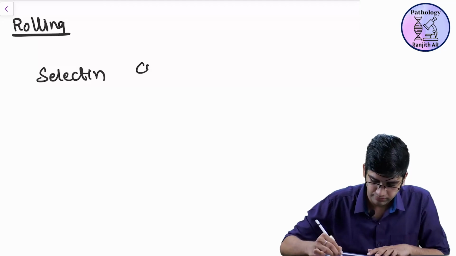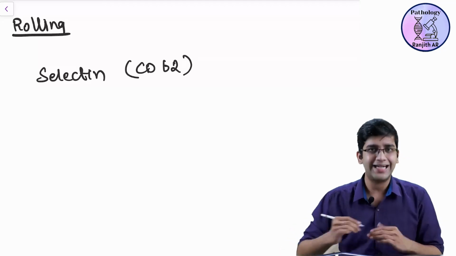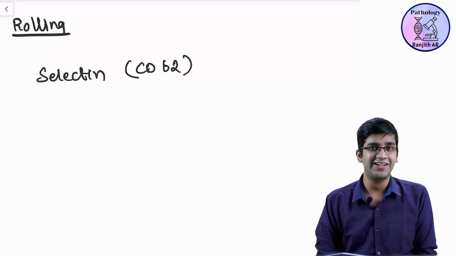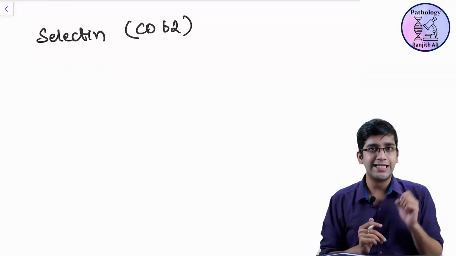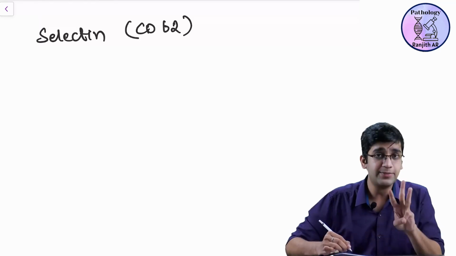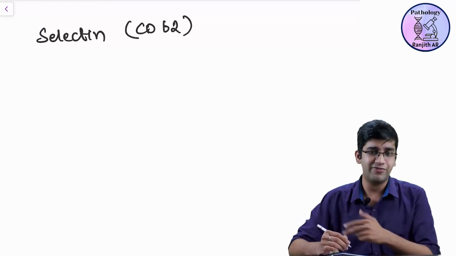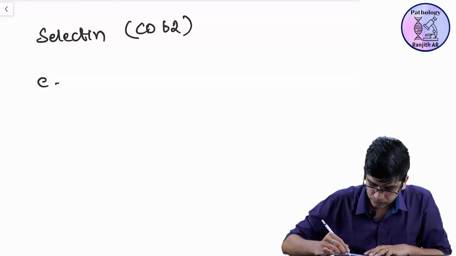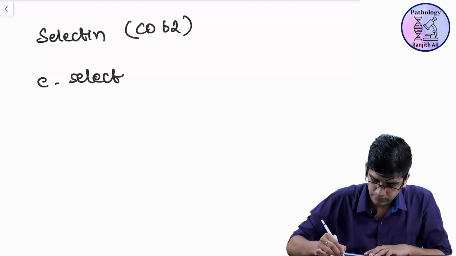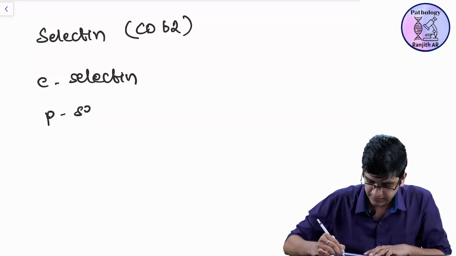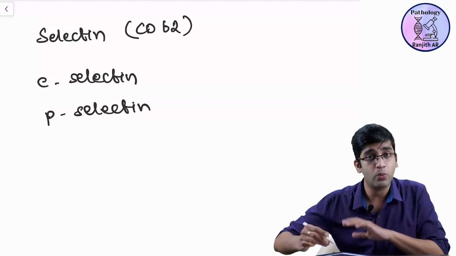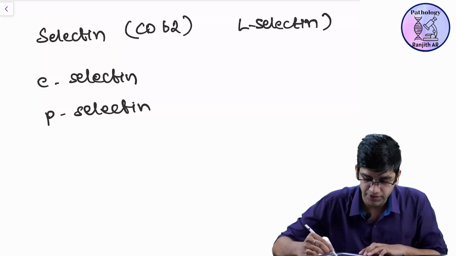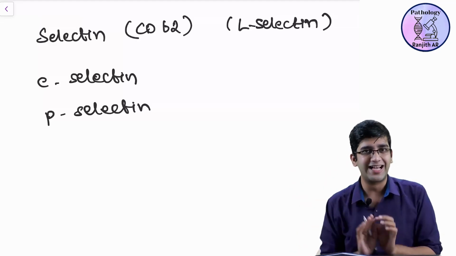Just for a factual point, selectin's other name is CD62. What is the other name for FAS? CD95. Good. Just recollect them. Selectins are CD62. We have three types of selectins, of which two are involved in inflammation: E-selectin and P-selectin. These are the two involved in inflammation. And we have one more selectin, called L-selectin. L-selectin is not involved in inflammation, so we'll keep it in the corner as of now.